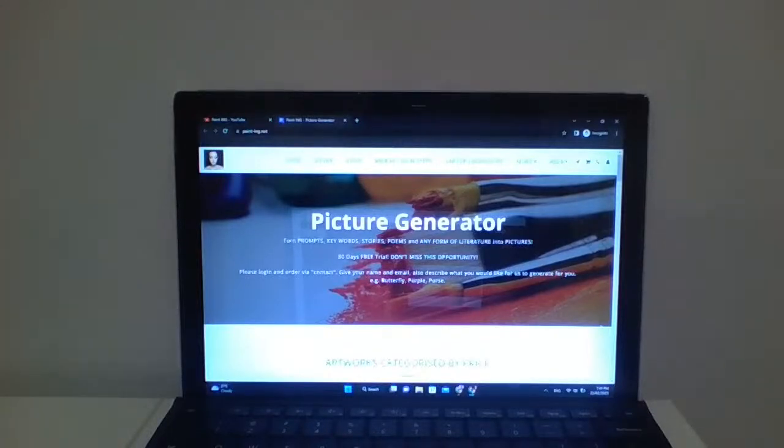Today, we would like to take you and navigate through our newly released app. The app is called PaintING. It is a picture generator. With our app, you can turn prompts, keywords, stories, poems, and any form of literature into pictures. We are offering a 30 days free trial, so please don't miss this opportunity.